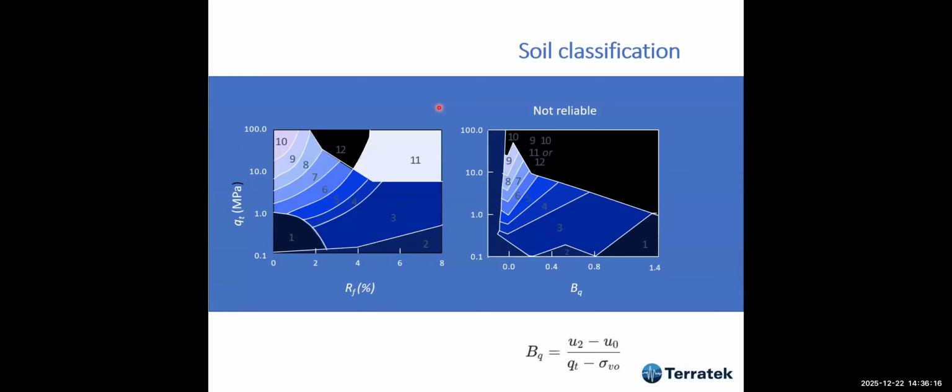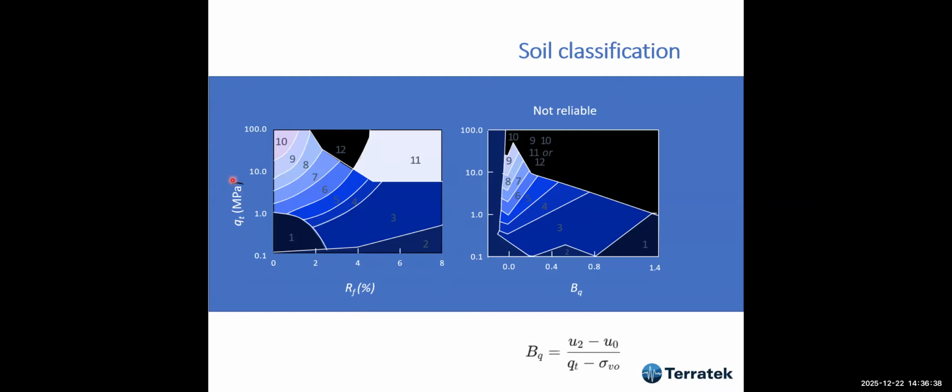Then these plots were available at the time in 1991, 92, more or less. We had this classification, which were developed by Peter Robertson, also Professor Campanella. They published a lot, and we used this, as I've told you.